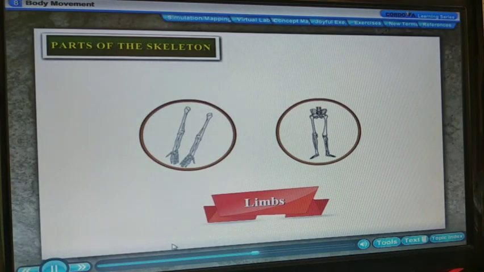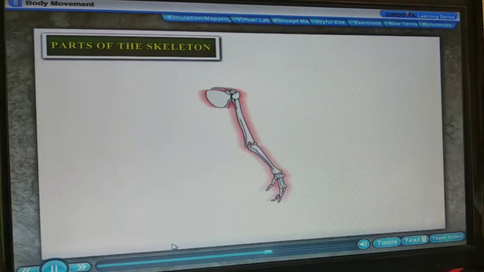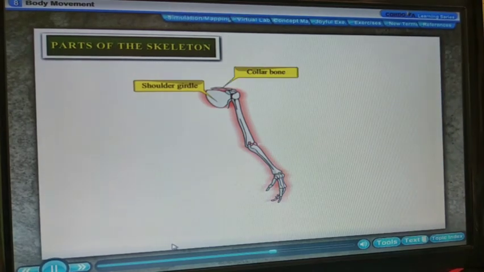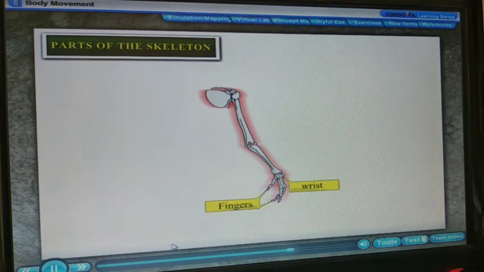The limbs. There are 2 pairs of limbs. A pair of forelimbs or arms, a pair of hind limbs or legs. The bones of the arms are joined to the spine by the shoulder girdle and collarbone. In the upper arm, there is only one bone, humerus. In the lower arm, there are 2 bones, radius and ulna. Many small bones make up the wrist, palm and fingers.